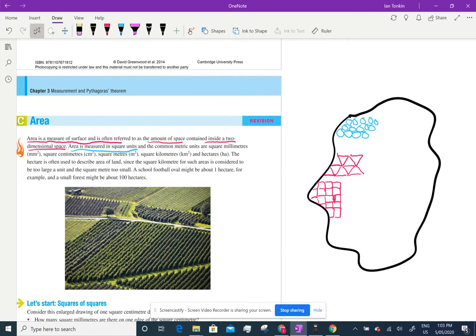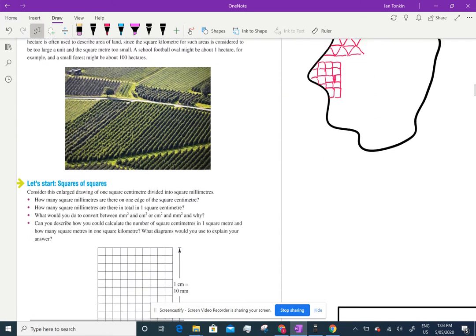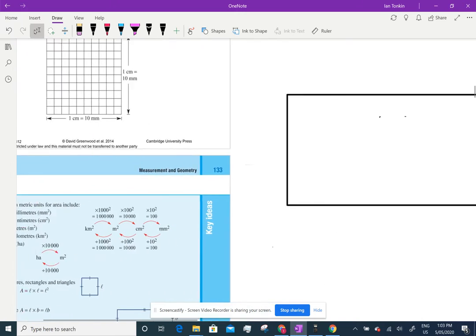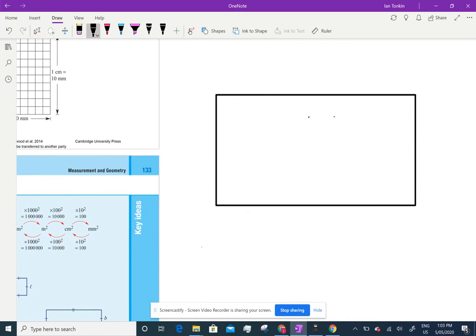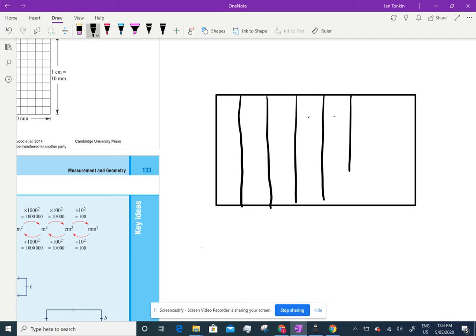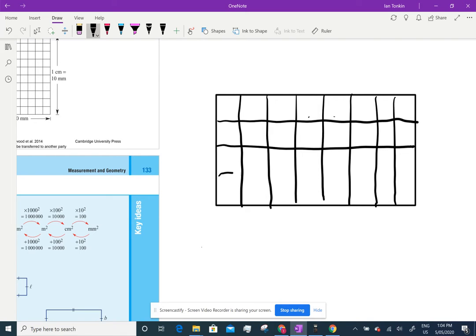So if you watched the last video, you would remember that we measure area, or the area inside a 2D shape, in square units. So if I've got a rectangle here, and I want to count up how many squares, well, I first of all break it up into however many columns and how many rows. So what have I got?